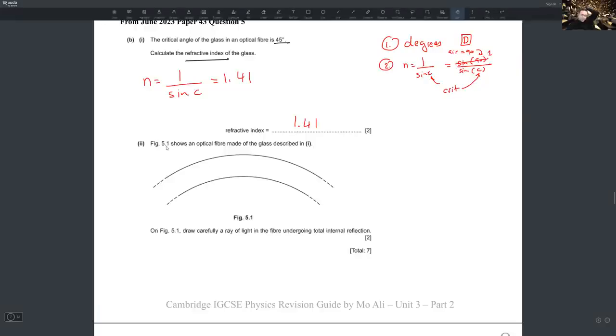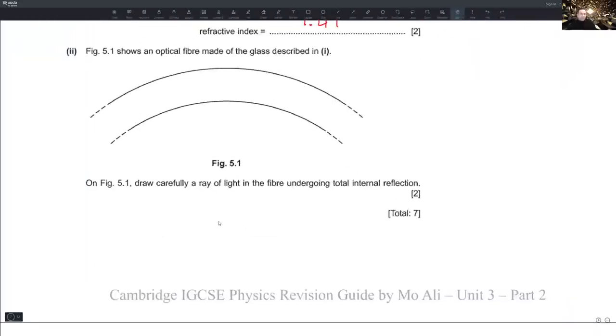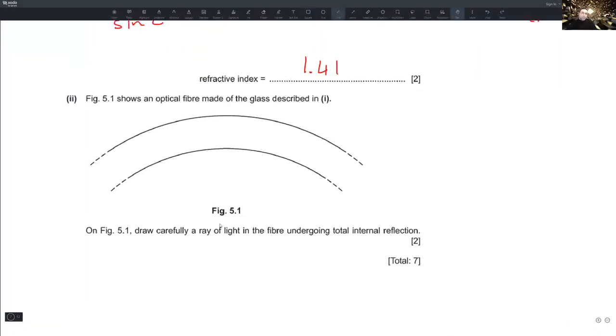Figure 5.1 shows an optical fiber made of glass. Draw carefully a ray of light undergoing total internal reflection. Let me show you what not to do first. Please don't do this.